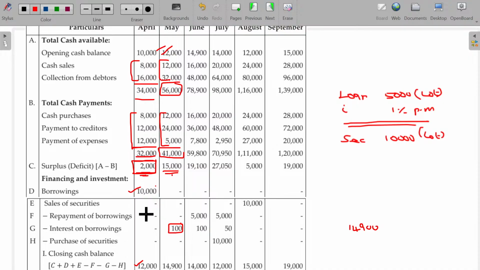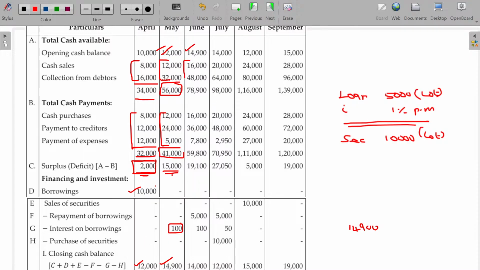If you have the excess, you have two choices. Either you can repay the borrowings or you can buy the investment. You already have borrowings of 10,000 rupees. If you want to repay the borrowing, the lot size is 5,000 rupees. Beyond 10,000, you have only 4,900, not sufficient for repaying. So no repayment, no purchasing the securities, the closing balance is 4,900. This 4,900 becomes the opening for the next period.